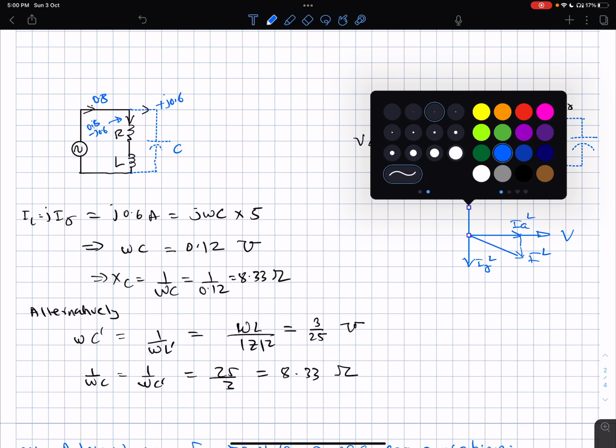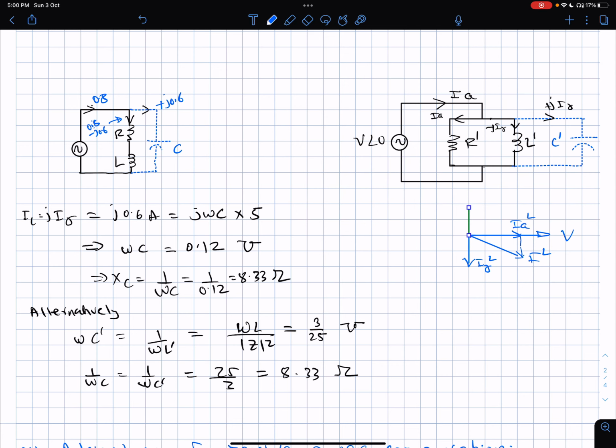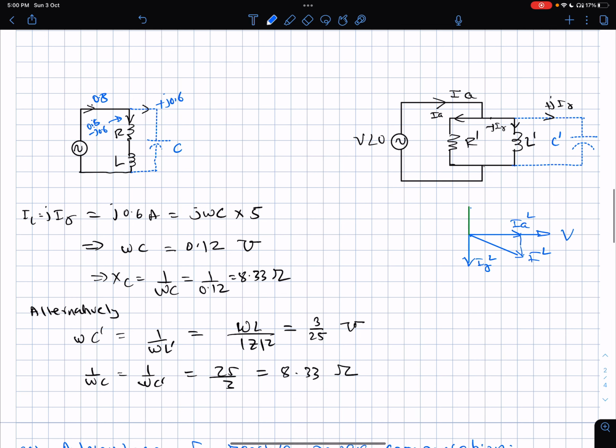and maybe change the color to dark green, and put some capacitor which will draw a leading current, 90 degrees leading current, which is exactly equal and opposite of IRL, so that the net current which is drawn is only IA of L. So this is our concept and this is what we want to do.